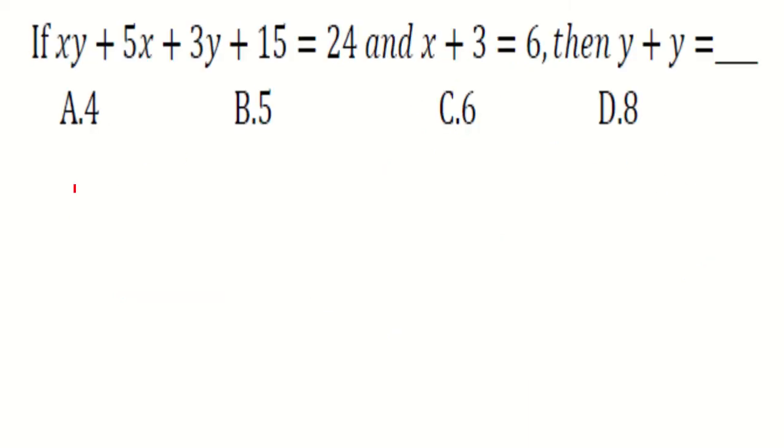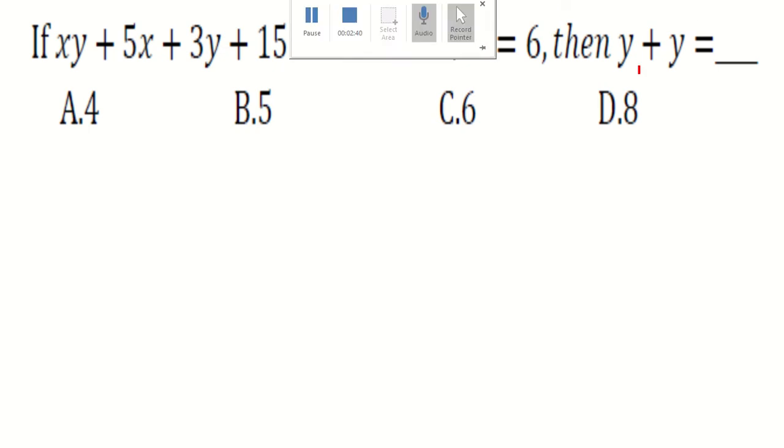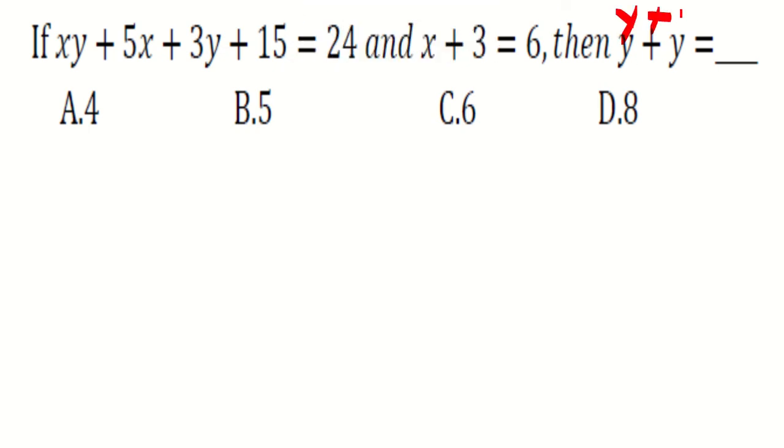The next question, again here it says xy plus 5x plus 3y plus 15 is equal to 24, and x plus 3 is given to you as 6, and we are asked to find y plus 5. Let's write it correctly. What is asked here must be clear for us. Y plus 5, that's what we are looking for.